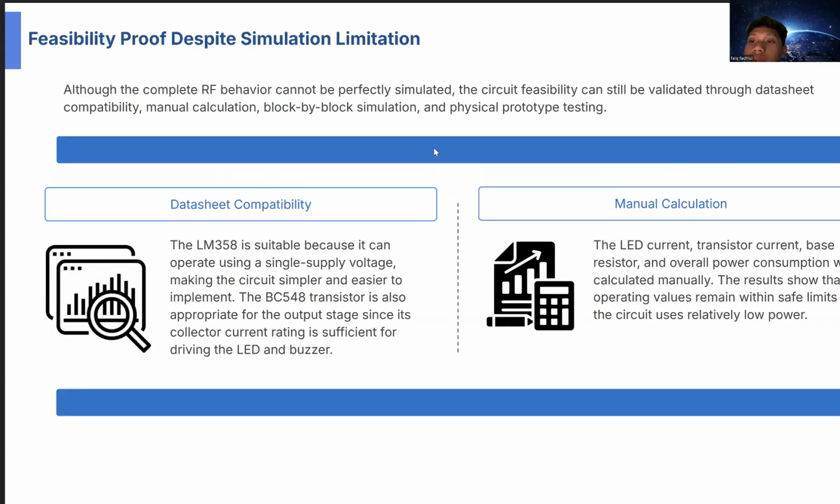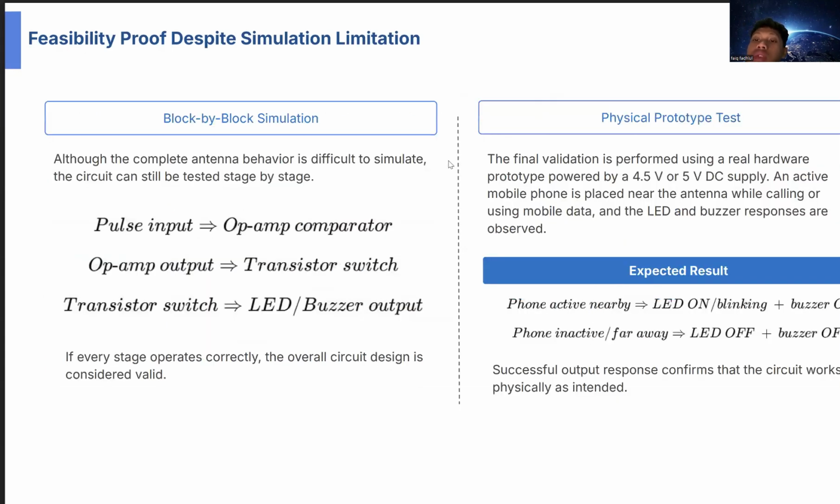Next is feasibility proof. Even though RF behavior cannot be fully simulated, the project feasibility can still be validated in several ways. First, through datasheet compatibility. Second, through manual calculation showing safe operation values. Third, through block-by-block simulation. And finally, through physical prototype testing using an actual mobile phone near the antenna. Okay, next.